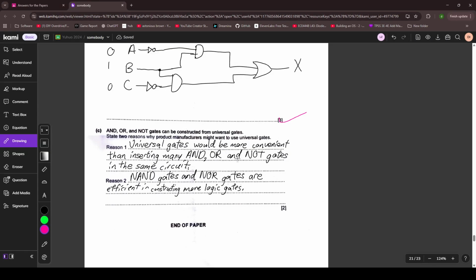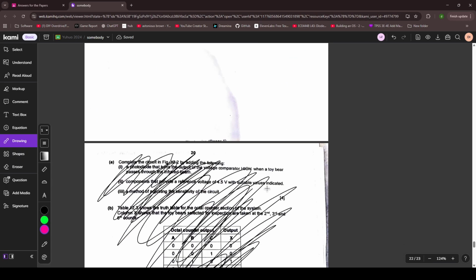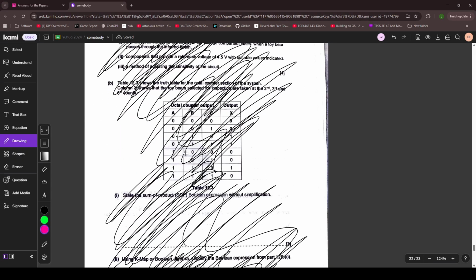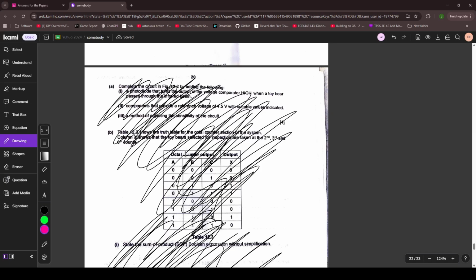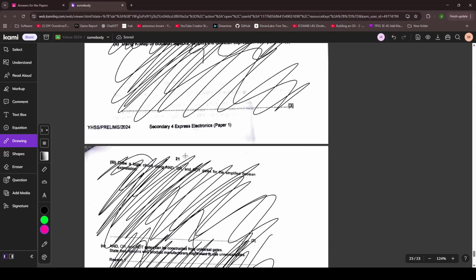Universal gates would be more convenient than inserting... I think this point is correct. NAND gates and NOR gates are efficient in constructing more logic gates. That's not true. That's actually false. NAND and NOR gates are inefficient at constructing logic gates. Okay. Oh, is this repeated? Okay.